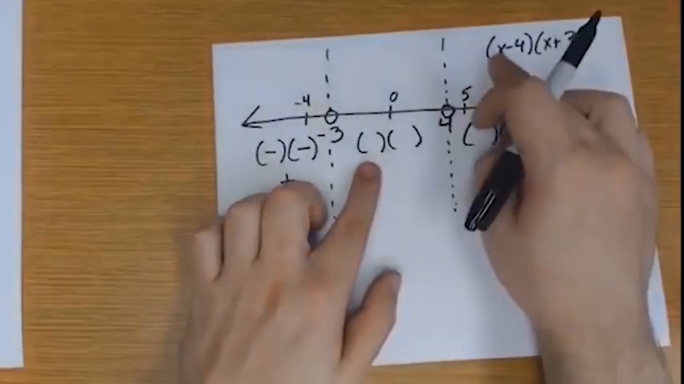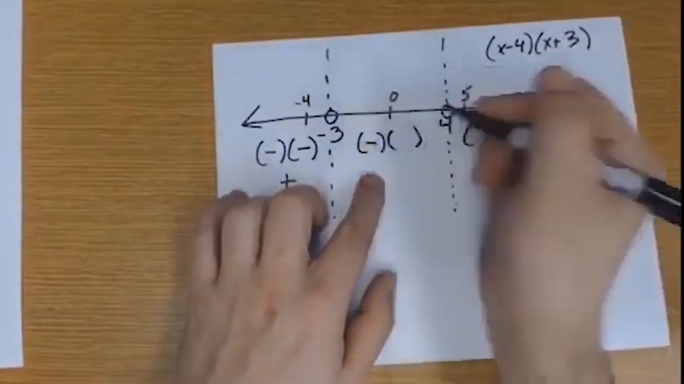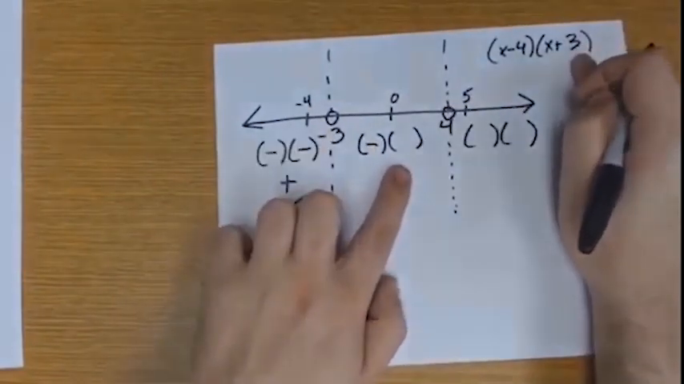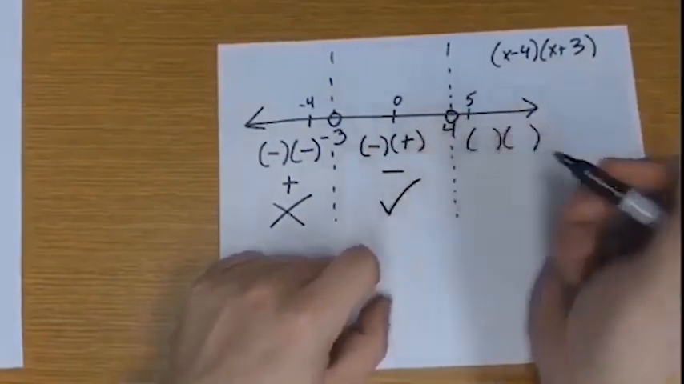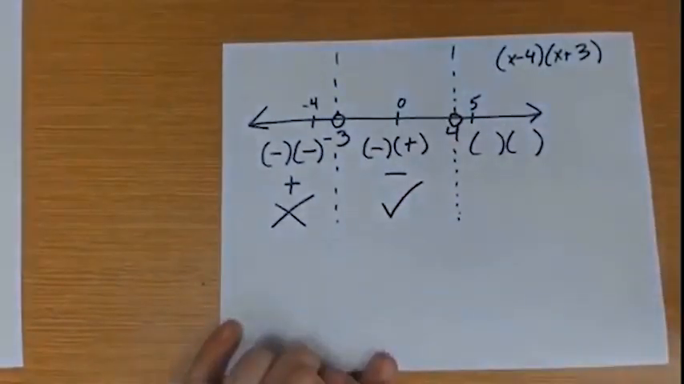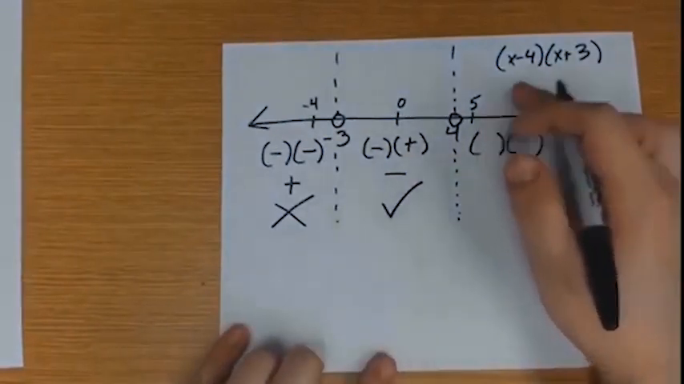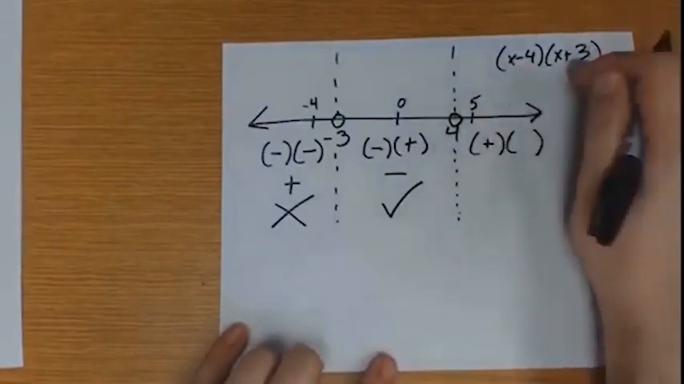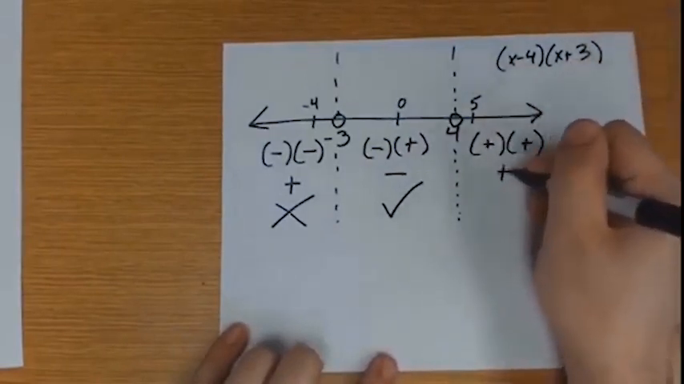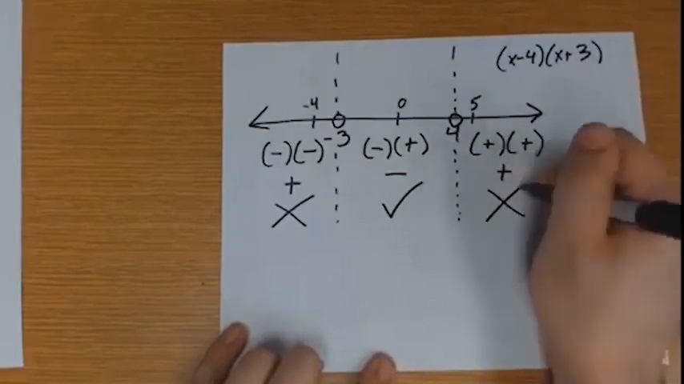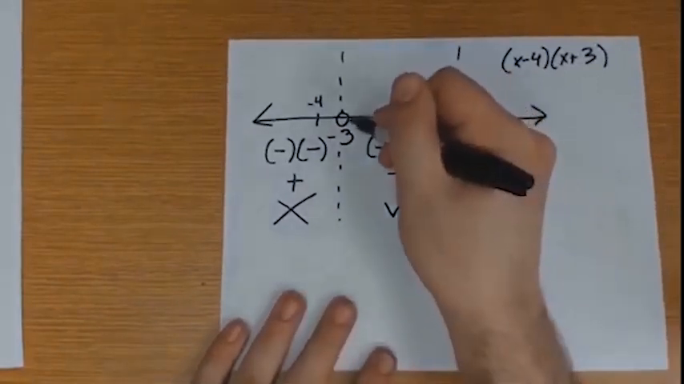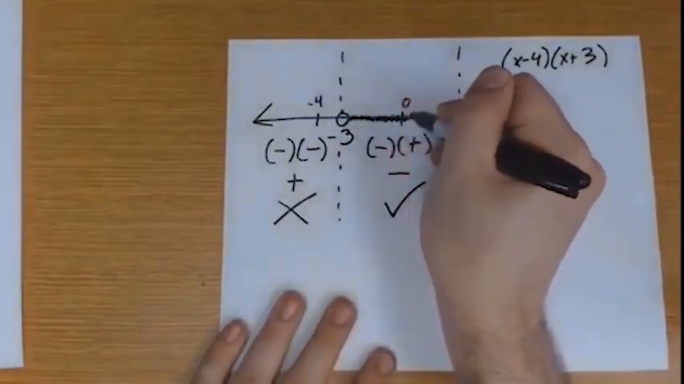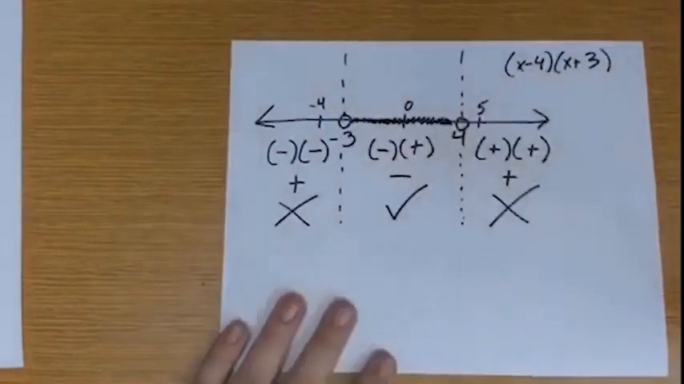Let's do it again here, plugging in 0 for x. 0 minus 4 is negative. 0 plus 3 is positive. Negative times positive is negative. So this section is in the solution set. If we put 5 in, 5 minus 4 is positive. 5 plus 3 is positive. Positive times positive is positive. So this section is not in the solution set. So we only shade region 2.